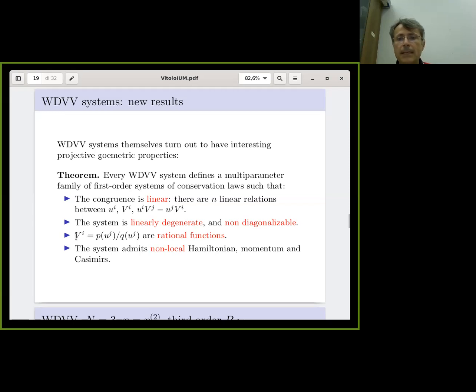Another property is that the fluxes of the conservation laws are rational functions of a certain degree. And the final property is that the hydrodynamic type system also admits non-local Hamiltonian momentum and Casimirs with respect to third-order operators. This happens every time that you are able to prove that the hydrodynamic type system has a third-order operator. Since our WDVV systems have a third-order operator, they all fulfill these properties.